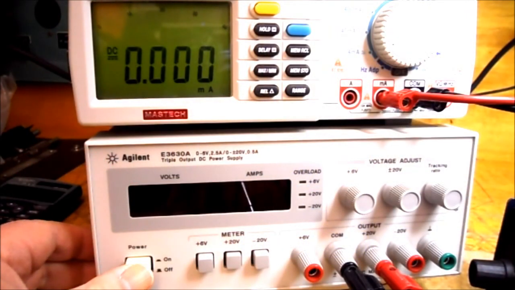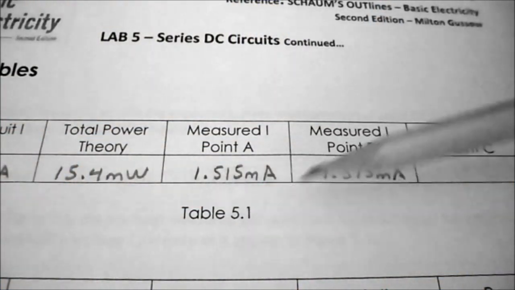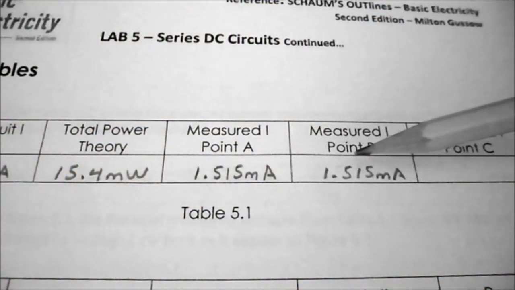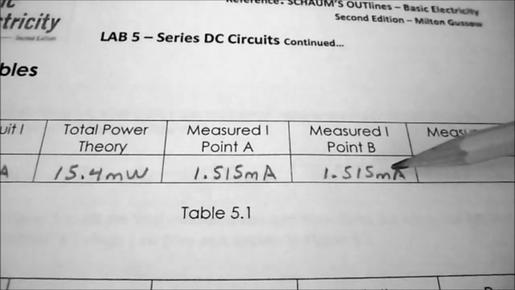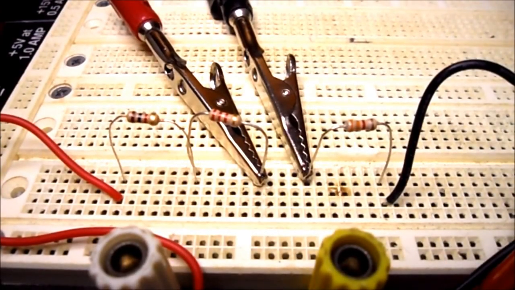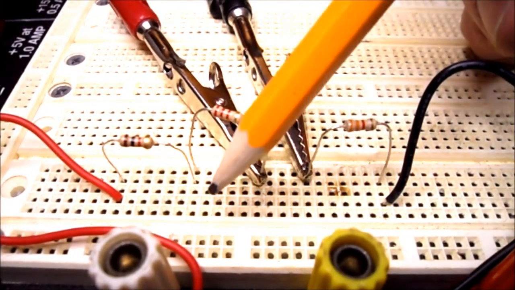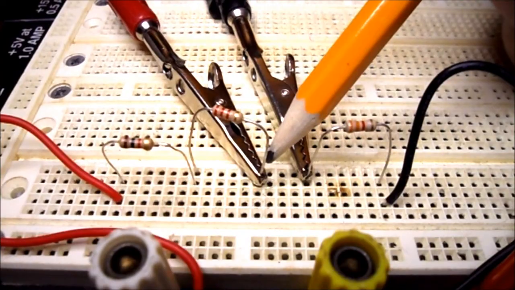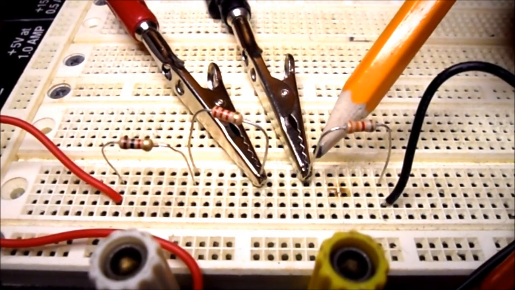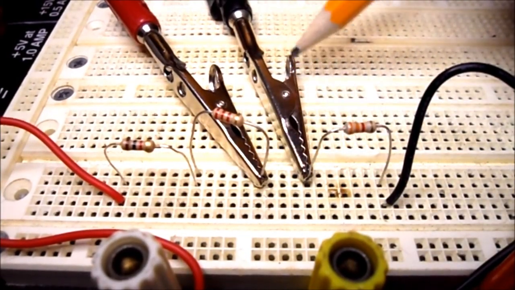So I'm going to put the power back onto my power supply, and you can see the reading is 1.515 milliamps, exactly what we had before. So in table 5.1, under measured I at point B, I record 1.515 milliamps. And between resistor 2 and resistor 3 is C point. I have now reconnected my 1K to the 2.2K ohm resistor, and I've now made a break between the 2.2K ohm resistor and the 3.3K ohm resistor, and I've bridged that gap with the ammeter.